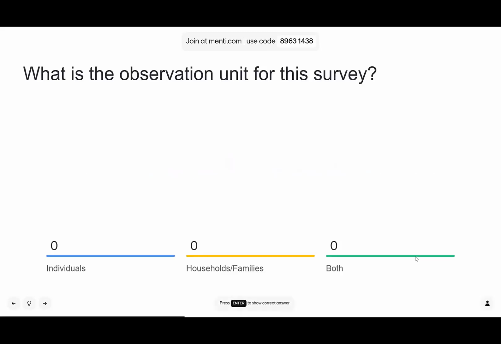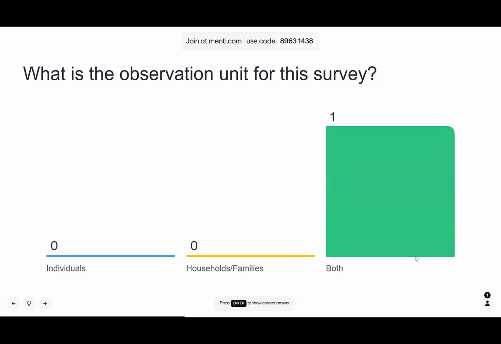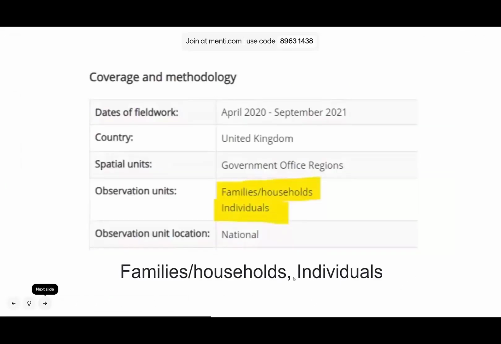So back to the questions. What is the observation unit for this study? Is it individuals? Is it households or families? Or is it both? So I'll give everyone a minute to answer that. It seems we're all pretty much in agreement. So yeah, the answer is both.